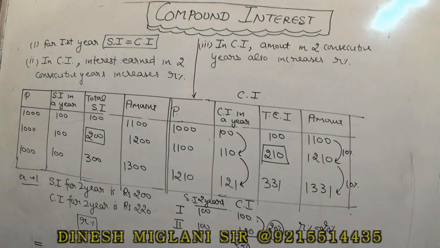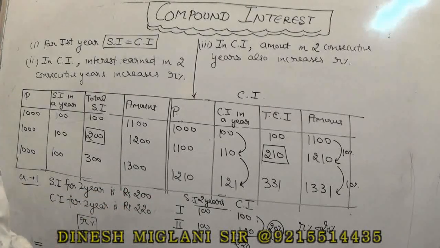Try to understand it again. What is given to us? 2 year simple interest is given as rupees 200. 2 year compound interest is given as rupees 220. So what I can say, 2 year simple interest is 200, for the first year 100 and for the second year 100.